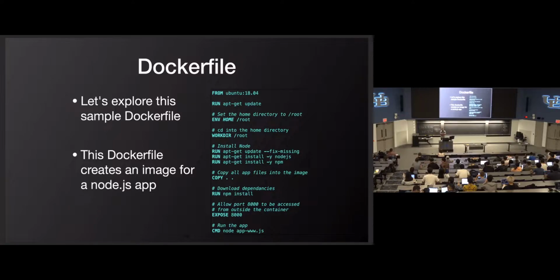But this is an example Docker file. And I'm just going to go through this thing line by line and show you what it's doing. This one is going to run a JavaScript app, a Node app. Let's just talk about how it works.